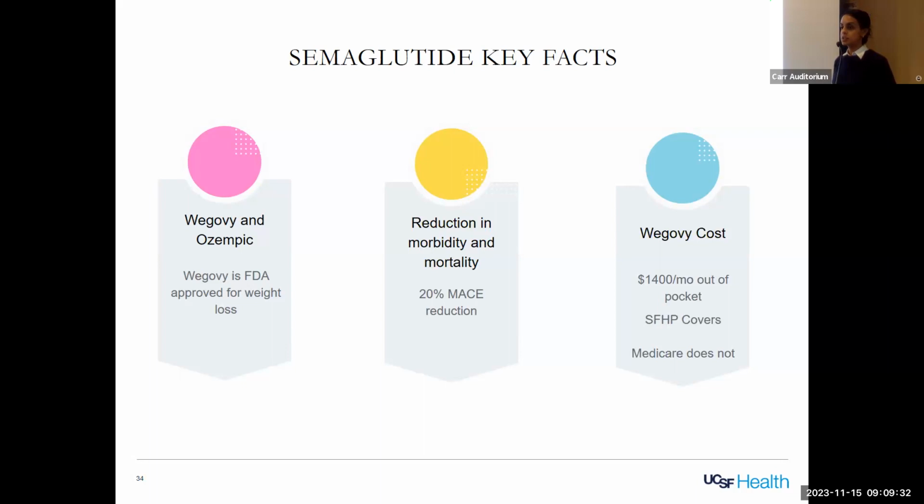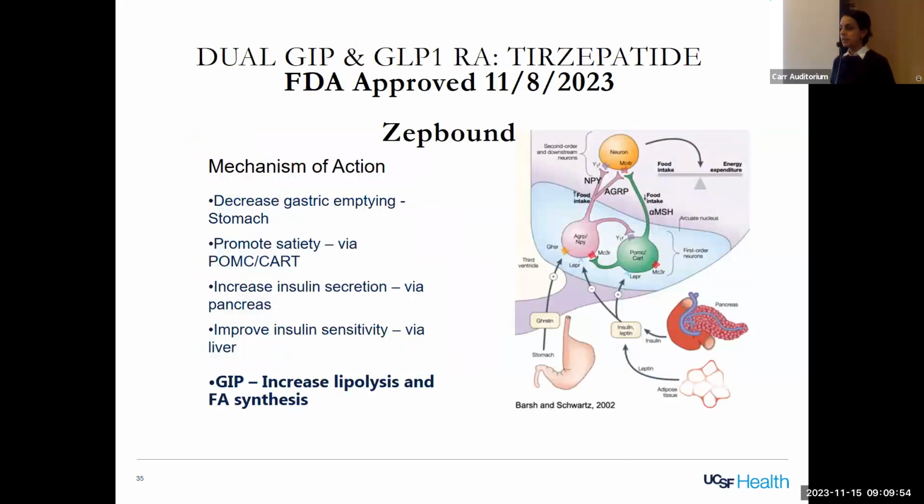It's about $1,400 a month out of pocket, but we're very, very fortunate in San Francisco because things like the SF Health Plan, Medi-Cal, and most of our private insurances do cover medications for weight loss. Medicare, however, does not. I know that's not as applicable here, but it's important if you're thinking about outside of this space. Medicare does not cover any medication for weight loss at this time.